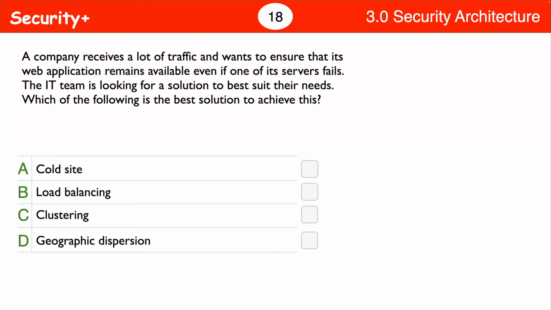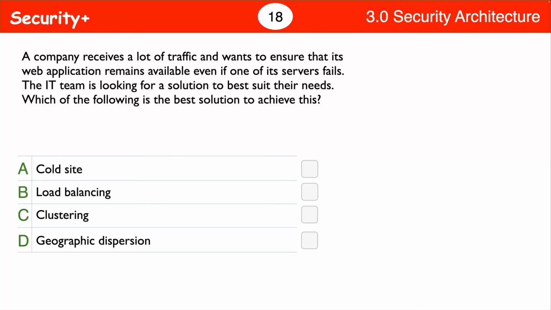Question 18. A company receives a lot of traffic and wants to ensure that its web application remains available even if one of its servers fail. The IT team is looking for a solution to best suit their needs. Which of the following is the best solution to achieve this? A, cold site, B, load balancing, C, clustering, or D, geographic dispersion?